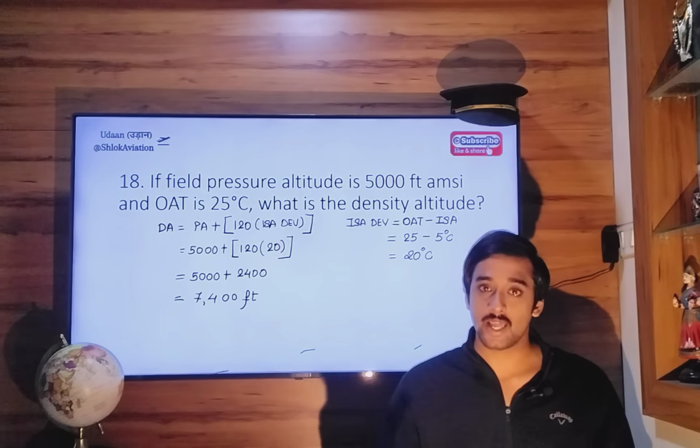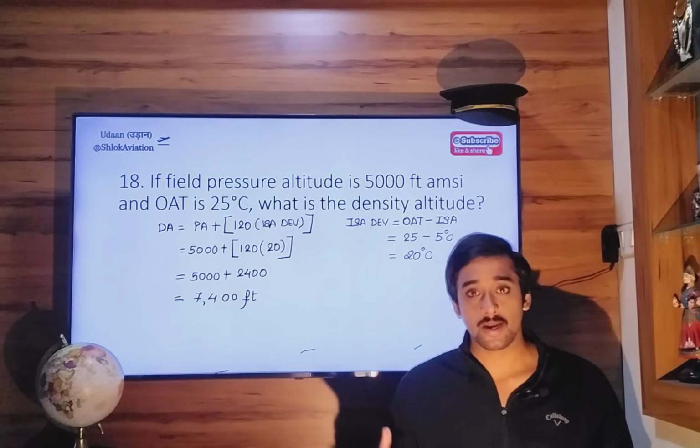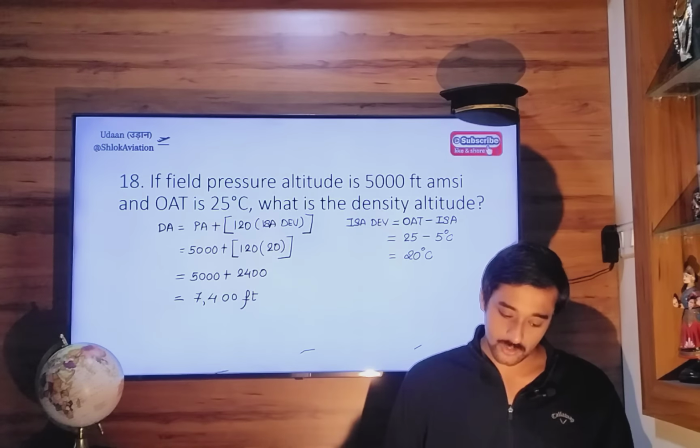So the performance it shows will be equal to the performance it is expected to show at 7,400 feet. So that is a disadvantage.